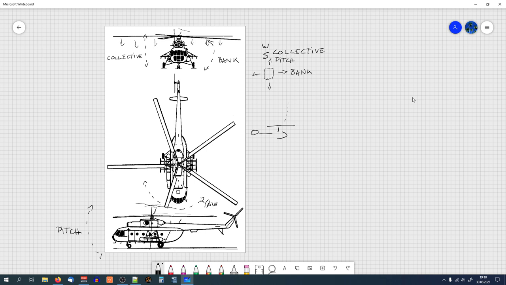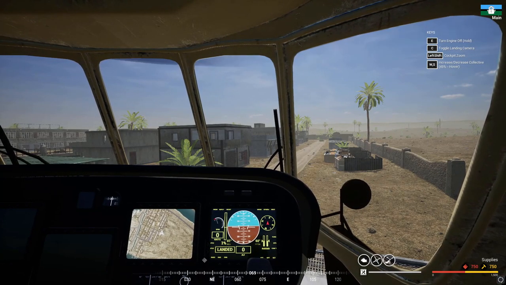And then if you want to move forward, you bank the nose forward. What will happen then, the rotor blade goes like this, and the helicopter wants to go forward. And as you're flying forward, if you give it less collective, the helicopter will start to sink. If you give it more collective, it's going to go up. And if you find the sweet spot for this particular bank angle, you will fly straight. Okay, so let's get started.